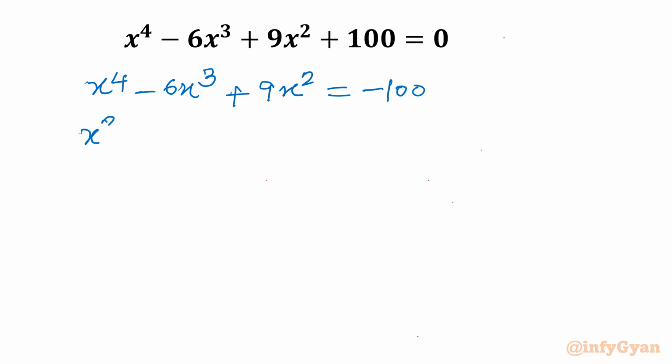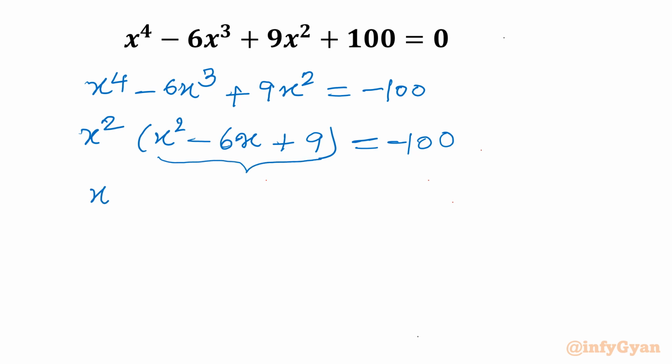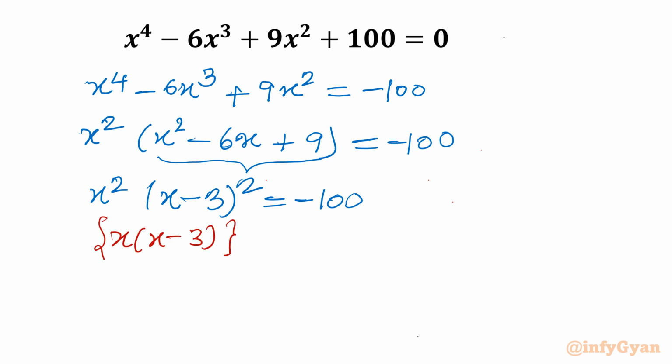Now I can see x square is common. So x square times (x square minus 6x plus 9) equal to negative 100. So this is one perfect square. If I can write then x square, and this I will write (x minus 3) whole square, and right hand side is negative 100. Left hand side we have one perfect square, x times (x minus 3) whole square, and right hand side we are having negative value.